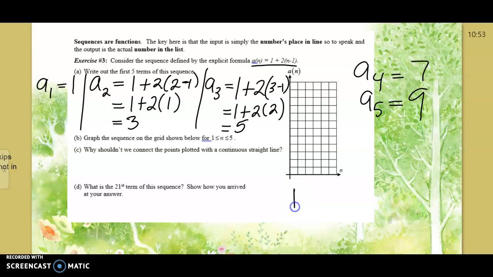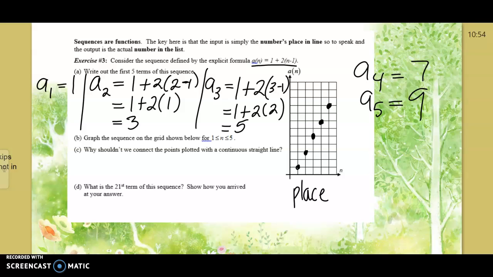This is the place that it's in, and this is the actual number that we have. So the first number is 1. Put it down. Over 1, up 1. The second number is 3. So over 2, up 3. The third number is 5. The fourth number is 7. And the fifth number is in fact 9. So it would go 1, 3, 5, 7, 9.